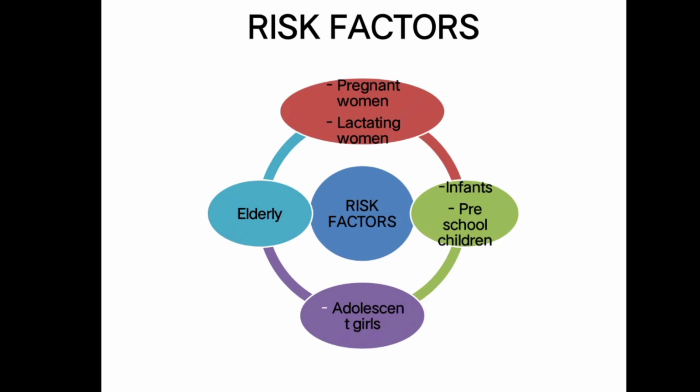Next, infants and preschoolers, adolescent girls and elderly, that is geriatric population. Why adolescent girls or boys come in this category? Because of their beauty consciousness, and they lack various nutrients. They don't eat proper food, they go for diet management, and that too an improper diet management. For that purpose also, the adolescent girls are at risk for nutritional problems.